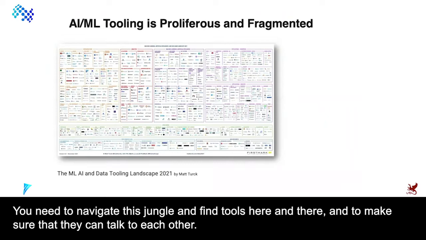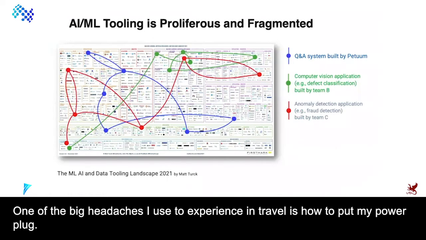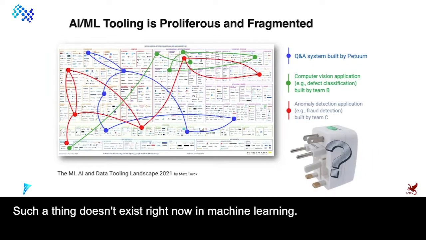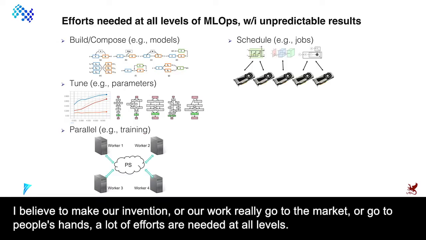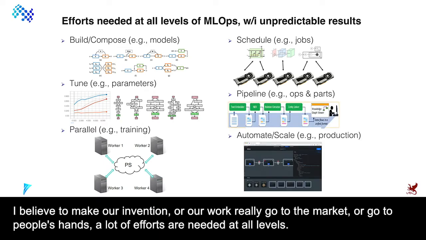You need to navigate this jungle and find tools here and there and to make sure that they can talk to each other. One of the big headaches I used to experience in travel is how to put my power plug. The universal adapter was invented so that you can at least keep your computer alive when you go to different places. Such a thing doesn't exist right now in machine learning. I believe to make our invention, our work really go to the market or go to people's hands, a lot of efforts are needed at all levels.